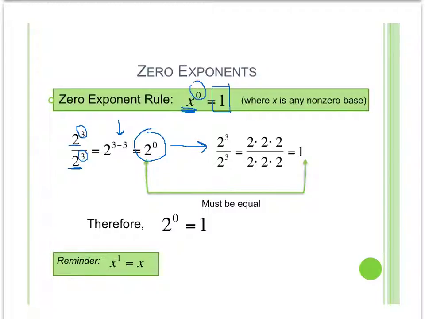we know 2 to the 3rd power is 2 times 2 times 2. And then in the denominator, again, we have 2 to the 3rd power, so 2 times 2 times 2. And we can notice that all of these have common factors. And so we are left with that being equal to 1. So again, we know that if we end up with 2 to the 0, it must be 1. And a reminder that if you have x to the 1, that is just going to give you that same base of x.